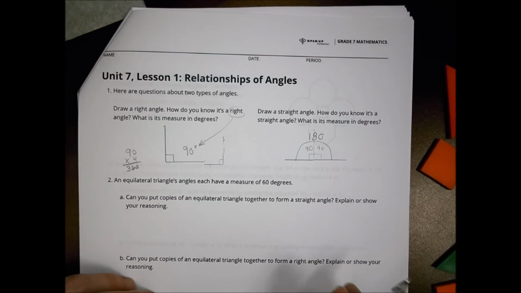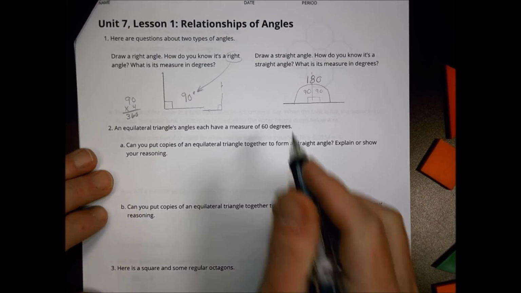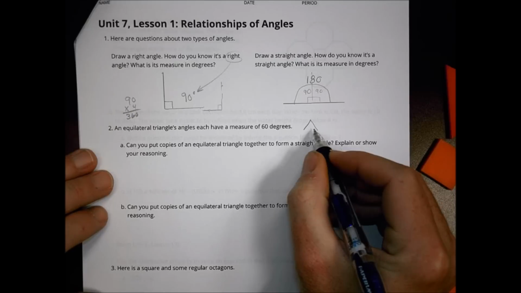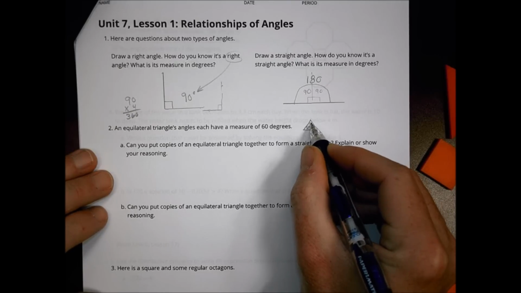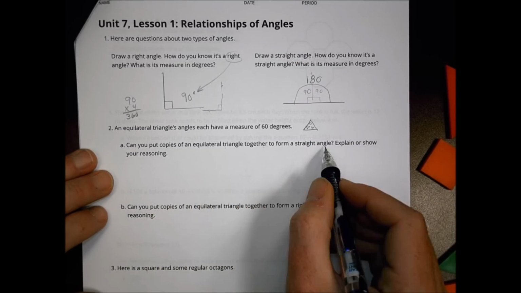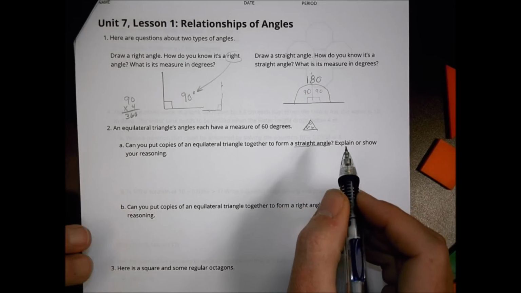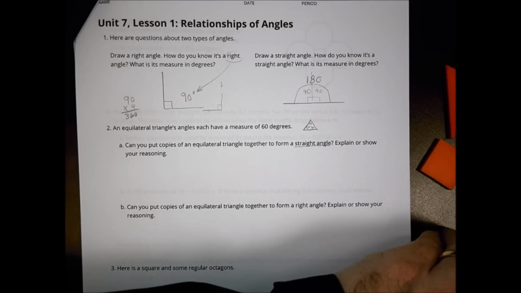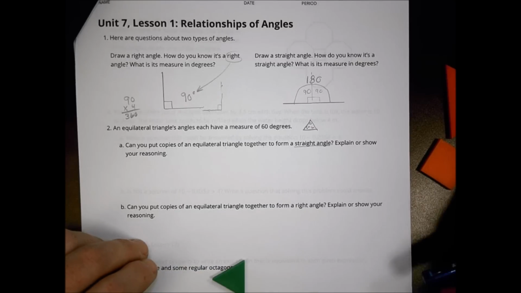Number 2, an equilateral triangle's angles each have a measure of 60 degrees. Yes, that is true. So when you take an equilateral triangle, they're 60, 60, 60. Lovely. Can you put copies of an equilateral triangle together to form a straight angle? Explain or show your reasoning. And the answer to that is going to be, yeah, you can. And we did it in our lesson today.